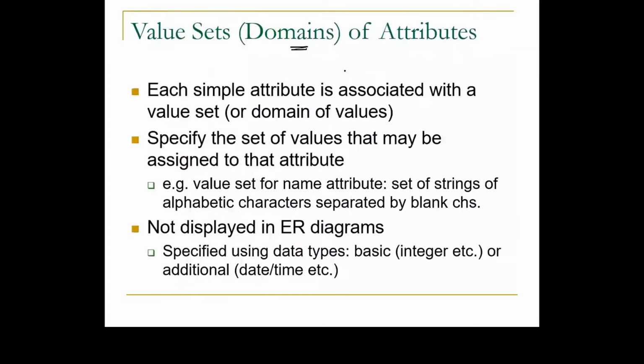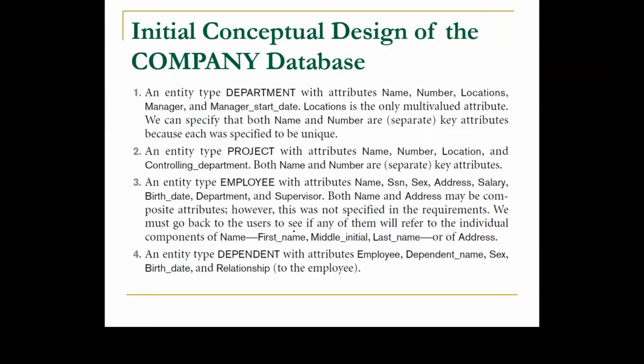Value set. Each simple attribute is associated with a value set, which specifies the set of values that may be assigned to the attribute. That is the value set for the name attribute: a set of strings of alphabetic characters separated by blanks. This domain is not reflected in the ER diagram; it is specified using basic or additional data types. We are not going to say in the ER diagram itself what the value set or domain of each attribute is.